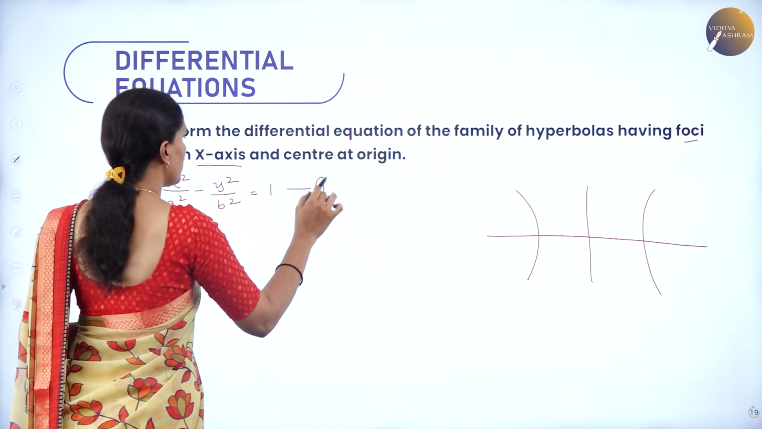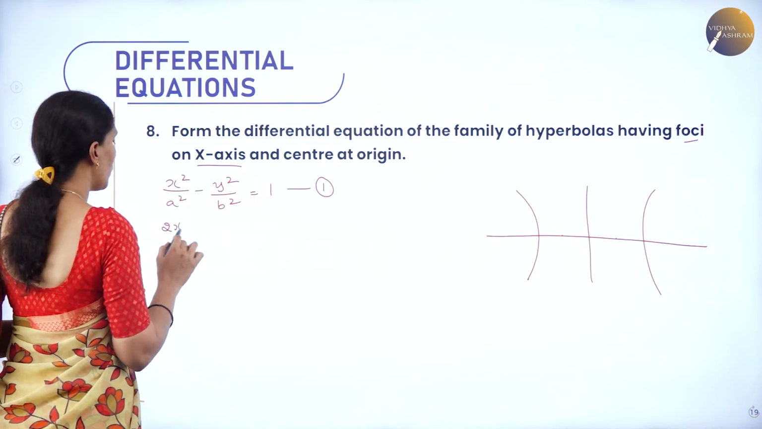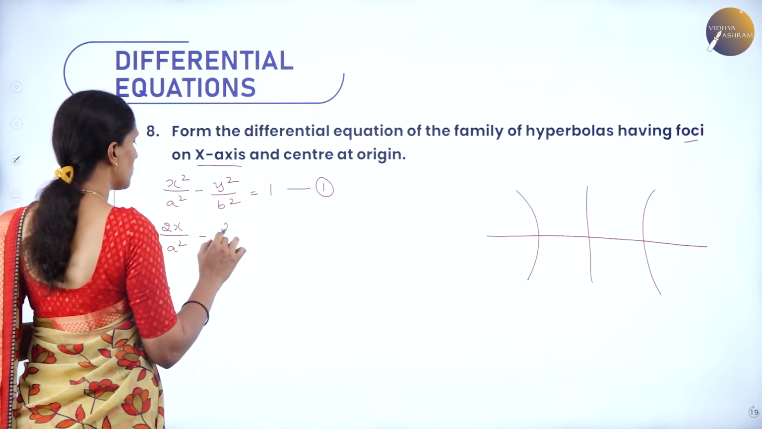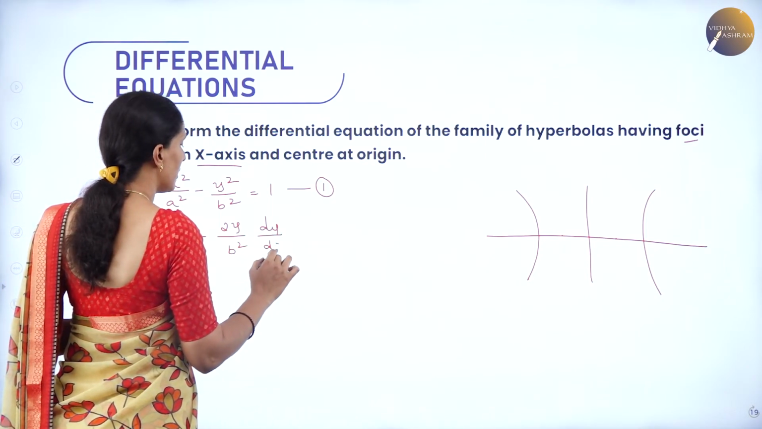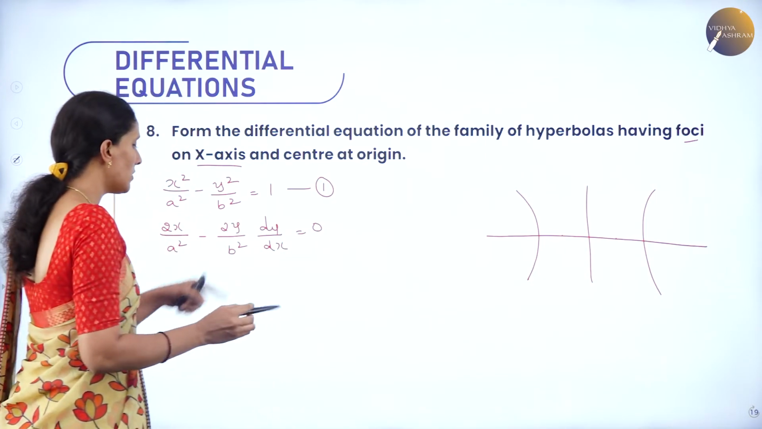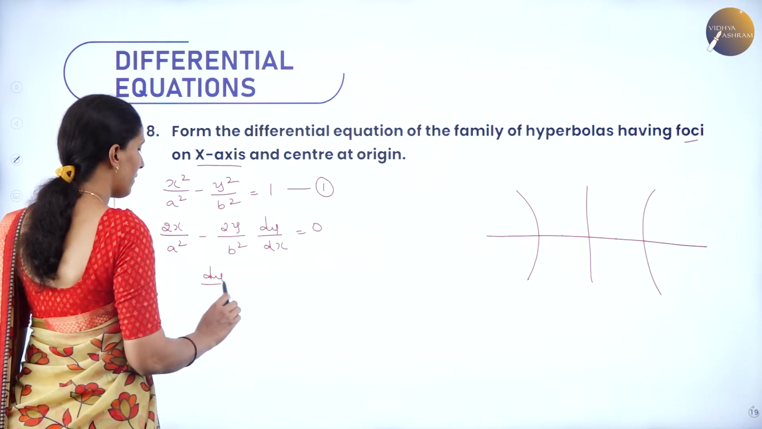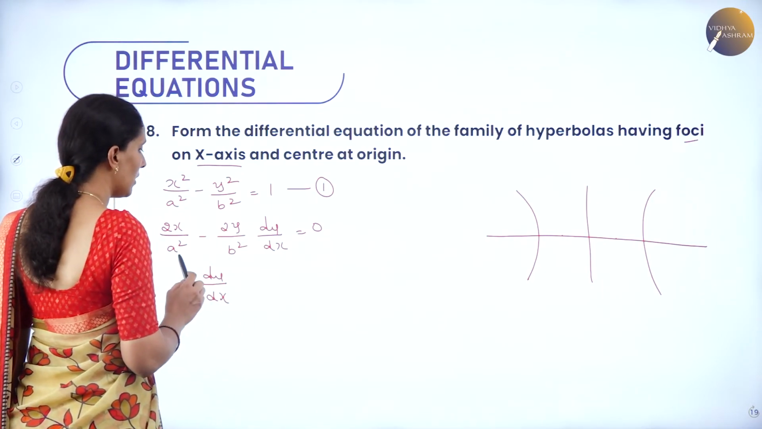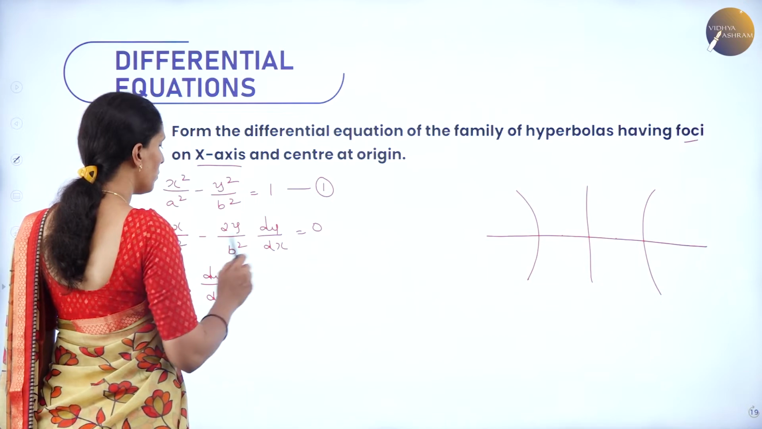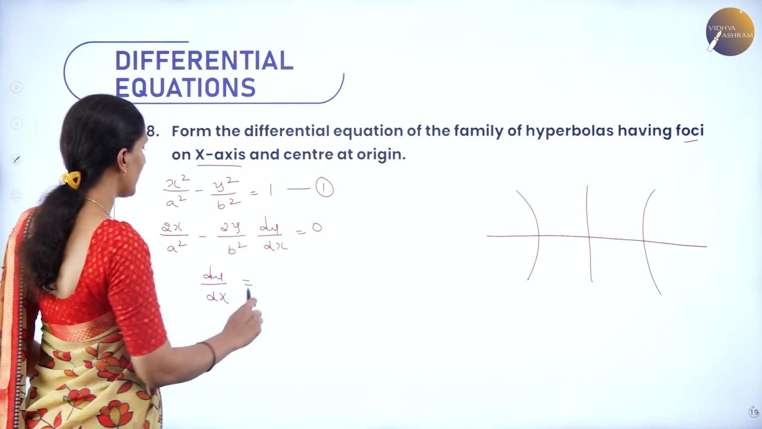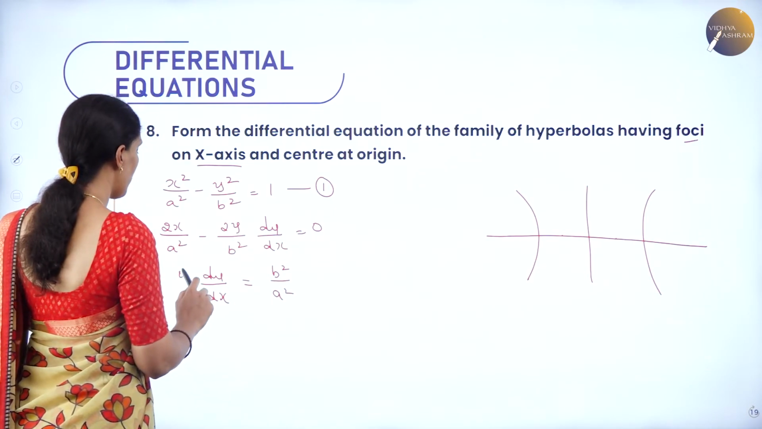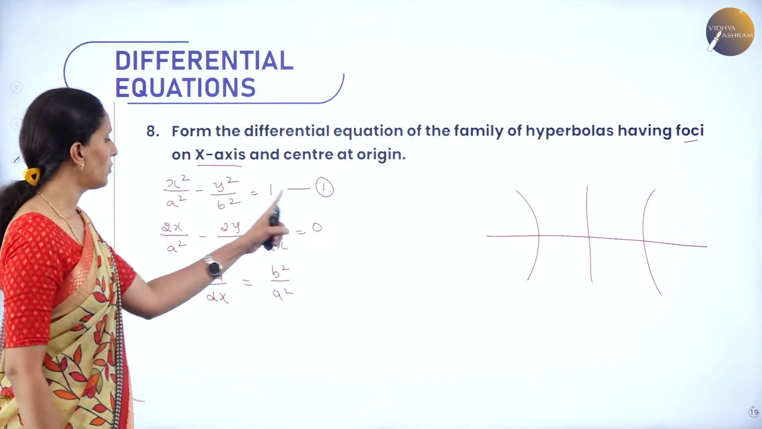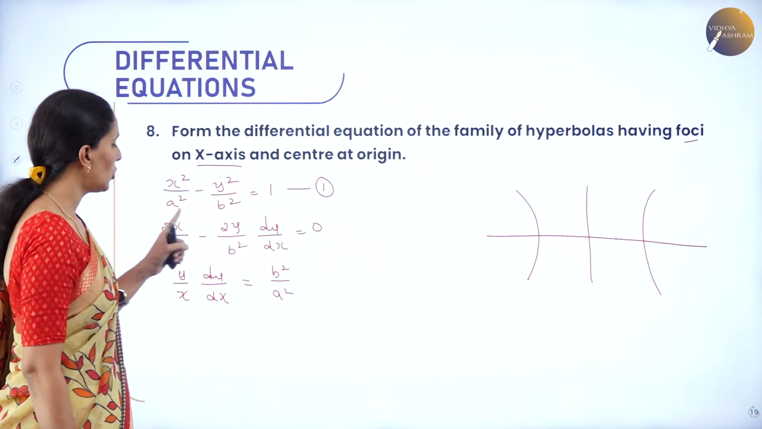Let me differentiate this. Then it is 2x by a square minus 2y by b square dy by dx is equal to 0. On solving we get dy by dx, and here we can shift to the positive side. Then it becomes b square by a square here and y by x here. So if you shift towards that side, then we can cancel the 2.